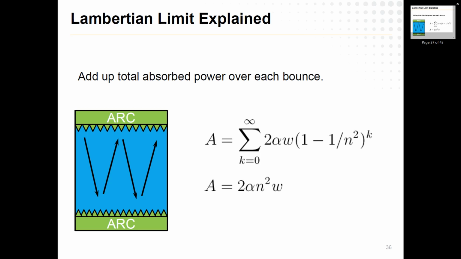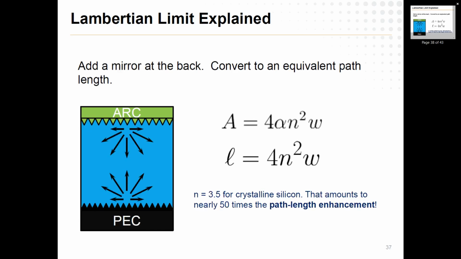Okay? And then we do one last little trick where we say, okay, let's say this is a perfect electrical conductor here at the bottom, because we always have back contacts on our solar cells. So I'm not going to lose any light here. I'm only going to kind of lose it up here. It basically doubles my path length from here to there. And finally, we end up at our 4n squared limit here.